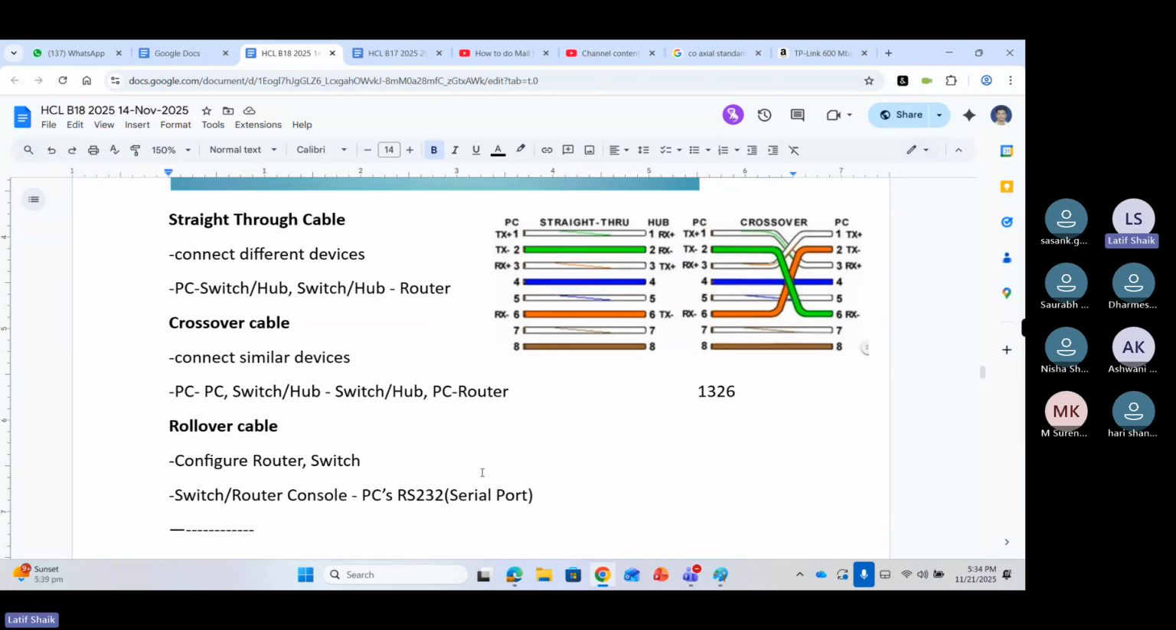cable kind of stuff. We use the straight cable when you are connecting two different types of devices. Like you are connecting your system PC to a hub or a switch, we use straight cables. If you are connecting a switch to a router, we use straight cable. If you are connecting PC to PC directly, then we use cross cables. If you are connecting switch to switch, PC to PC, router to router in a LAN connection, then we use cross cable.